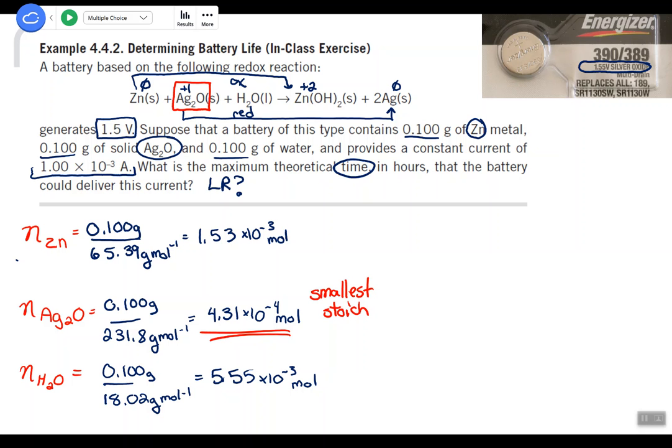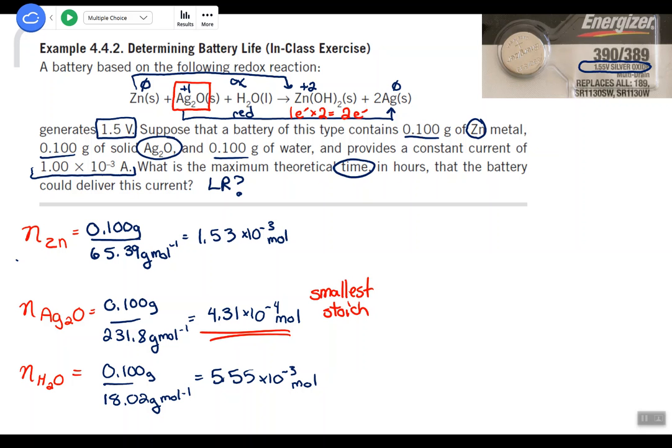Well, I could figure this out one of 2 ways. Silver goes from a +1 oxidation state down to 0. That's a transfer of 1 electron. But there's 2 silvers in the reactants and the products. So that means 2 electrons are transferred based on this balanced equation.